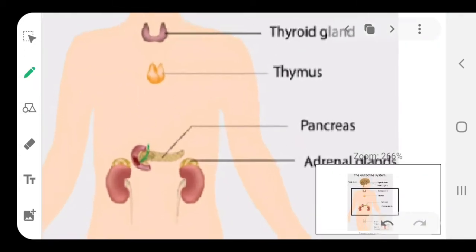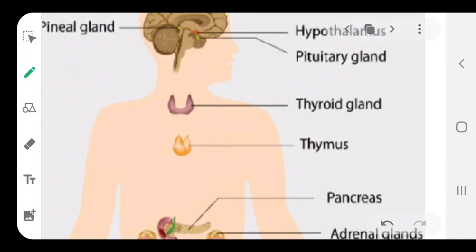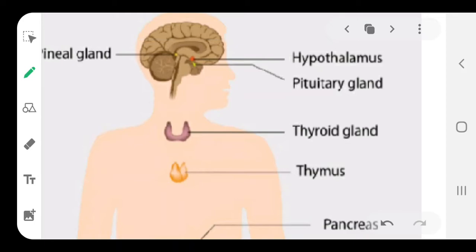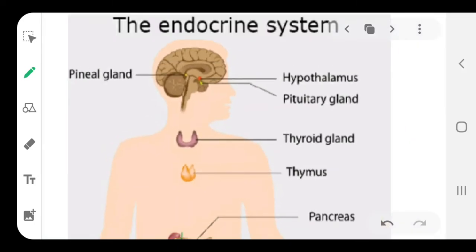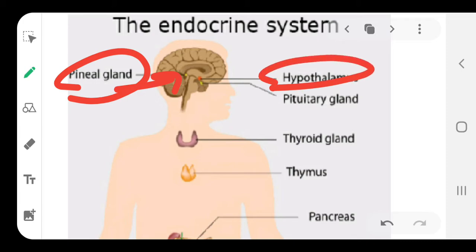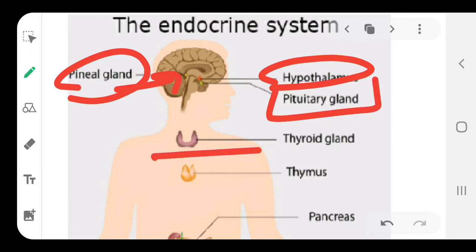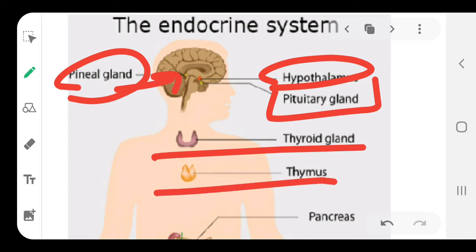Now this is a photo of your body outline that illustrates where these glands are present in your body. You can see the pineal gland is well inside the head zone. Then we have the hypothalamus that we have read about in the brain segment of the tutorial. Then this master gland, the pituitary gland, is again in the head zone. If you come to the neck zone, we have the thyroid, and in the chest we have the thymus.